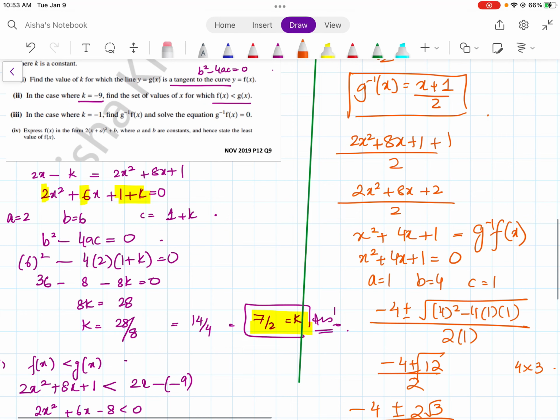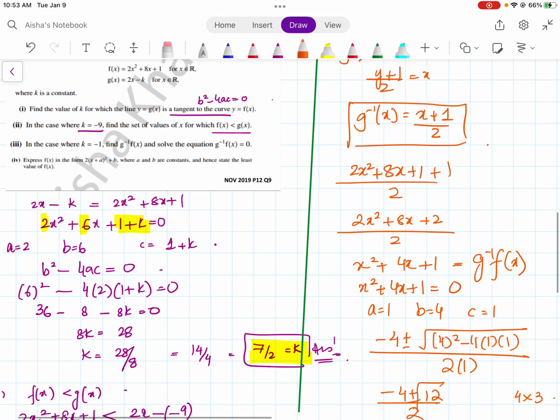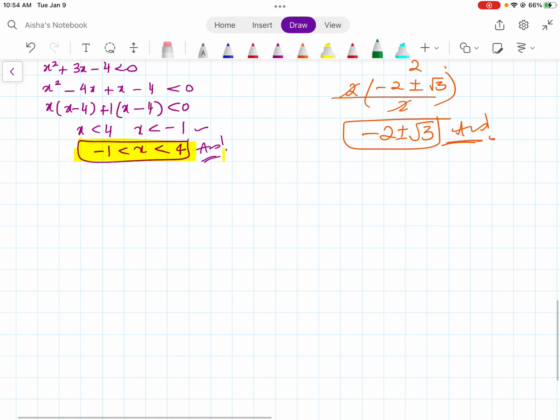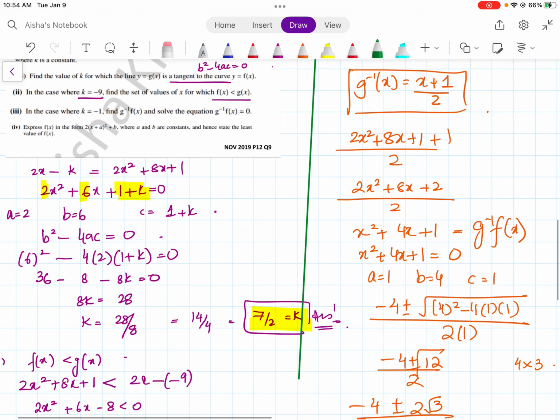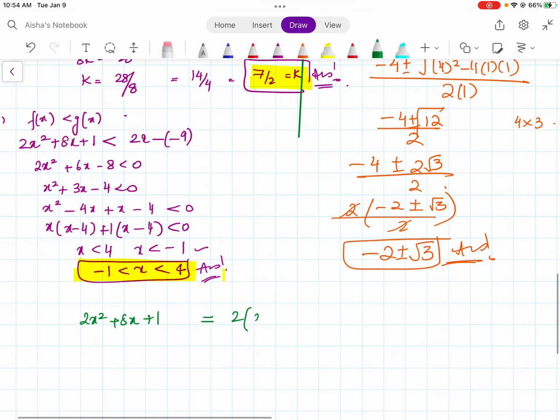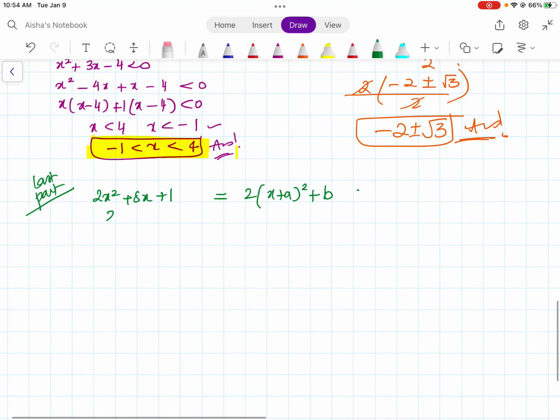Take care. Now express f of x in the form this, hence state the least value. F of x is 2x squared plus 8x plus 1. You have to express this in the form 2x plus a the whole square plus b. This is my last part. I'm using the comparison method.